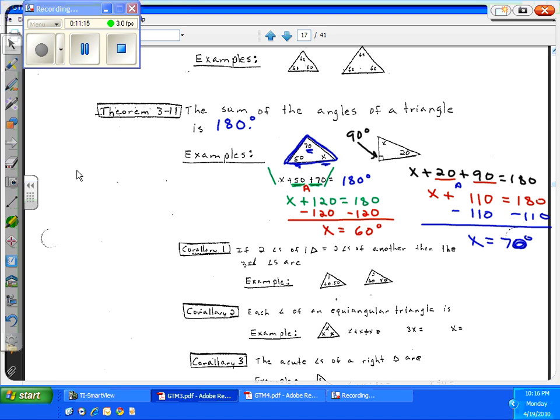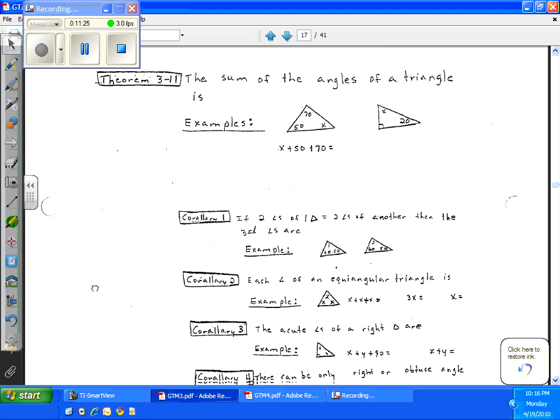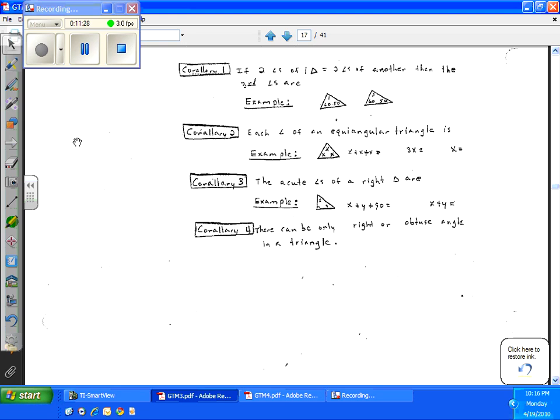Any questions on theorem 7? It's theorem 311. The sum of the angles of a triangle is 180. And then we have some corollaries under theorem 311. Corollary 1. Now this is a rule. It's like a theorem, but it can be quickly deduced, proven, logically figured out from a theorem, so we call it a corollary of the theorem.